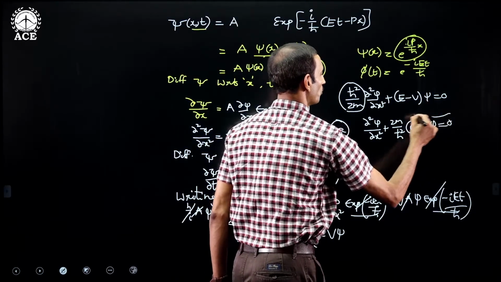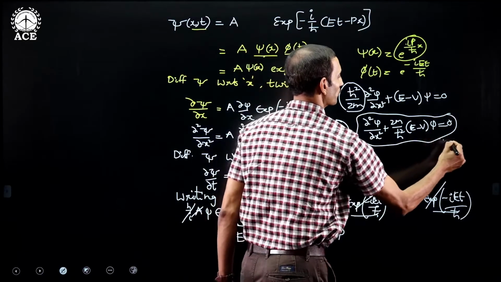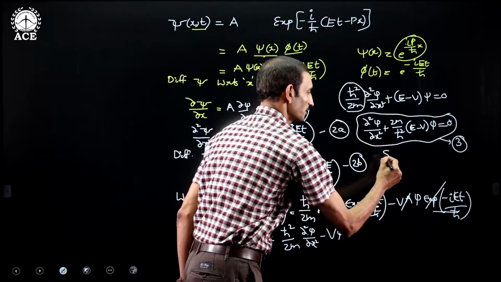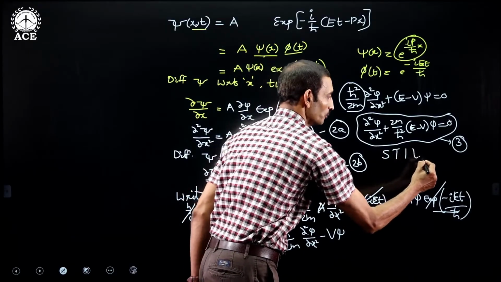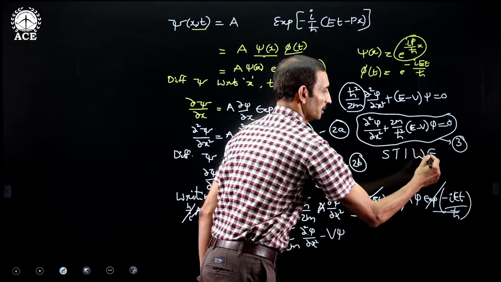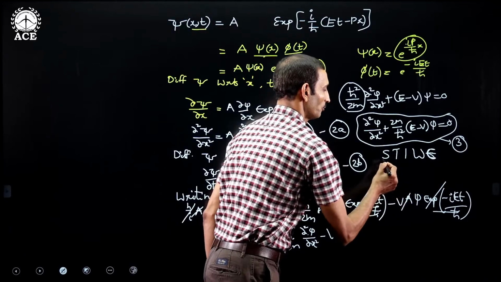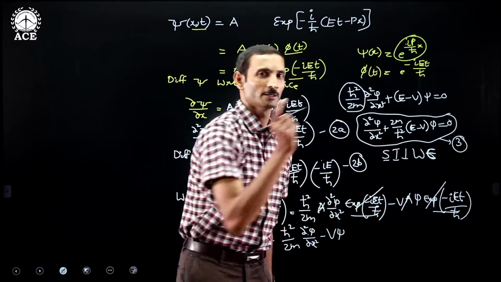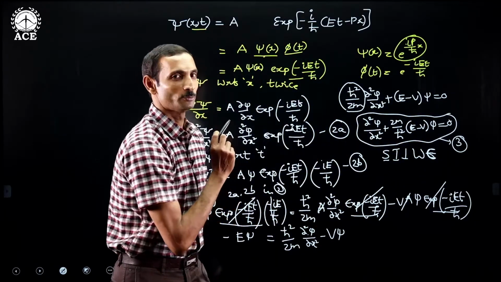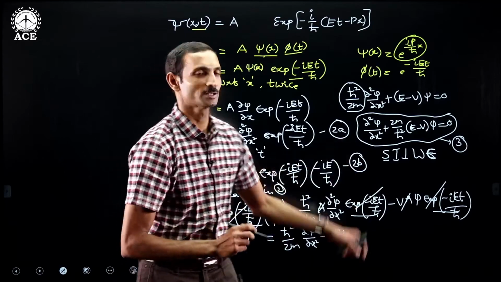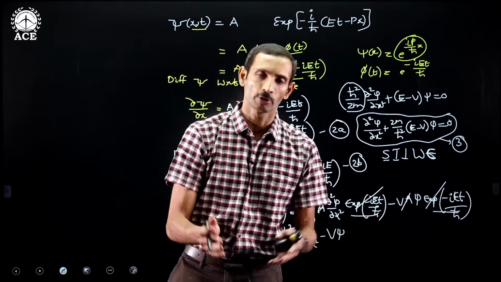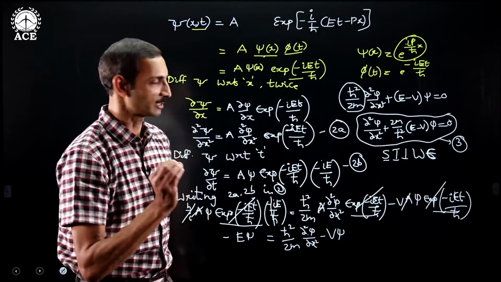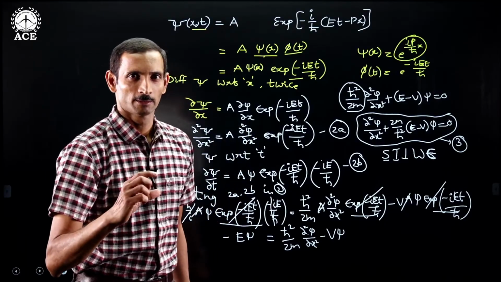is equal to 0. This is equation 3, your bigger piece of cake, what we call STIWE. S is Schrodinger, T is time, I is independent, W is wave, E is equation. So this is the one. It looks very big when you do it, but let me tell you, it's not that difficult. You have to just practice it and make it into parts.